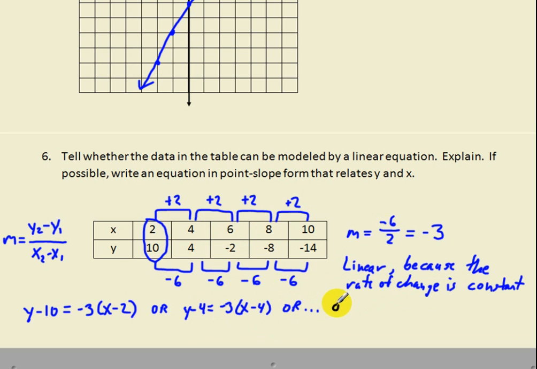In other words, we could have used any one of these. For example, if we get to the end here, we could have used the (10, -14), and that would give us y plus 14 equal to -3 times x minus 10. So here's a case where you could have actually had 5 different answers, and all 5 of them would have been correct as long as you have the right slope and you use one of the ordered pairs here, any one of the 5.